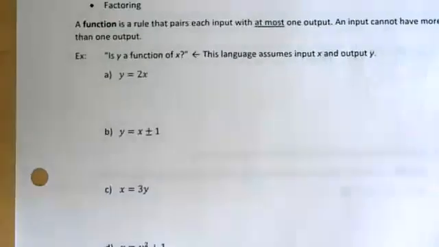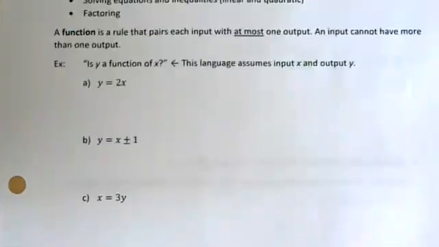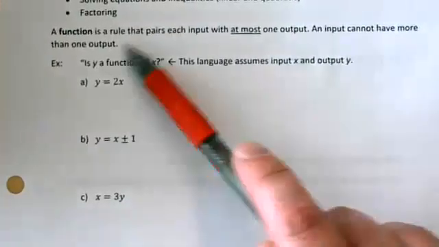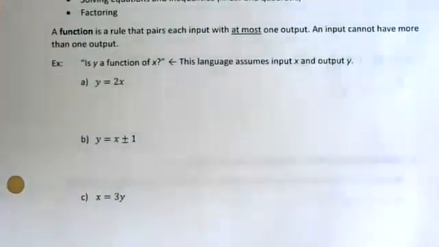So let's get into it. First of all, I want to make sure we're comfortable with what the definition of a function is. A function is a rule that pairs each input with at most one output. In other words, an input cannot have more than one output. So we're going to use that to analyze whether these 4 equations represent functions of x.